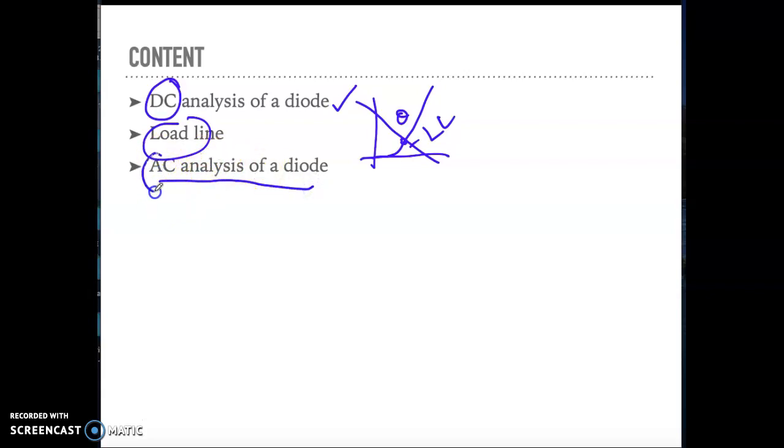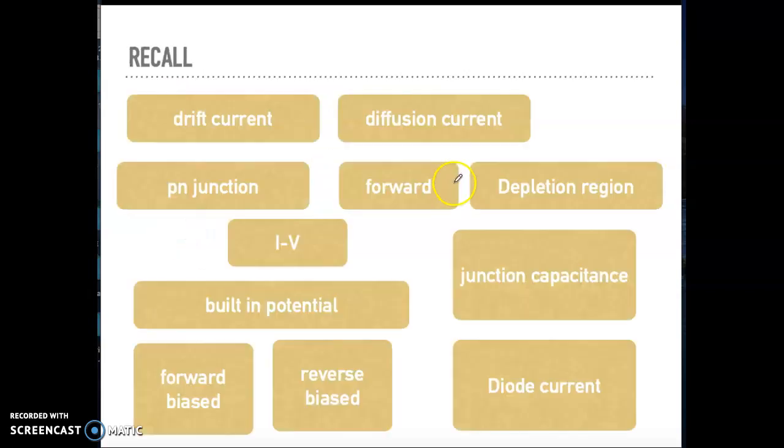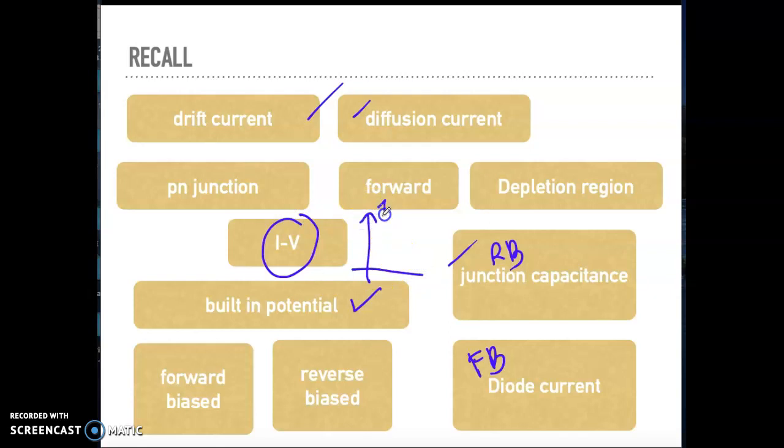When talking about AC analysis, you are expecting to have an AC source. Let's recall back the keywords. Drift and diffusion are two types of current. Junction capacitance happens during reverse bias. Diode current happens during forward bias, and you have built-in potential. What is IV characteristic? It is the current and voltage characteristic. For a diode, here is forward bias, here is reverse bias.